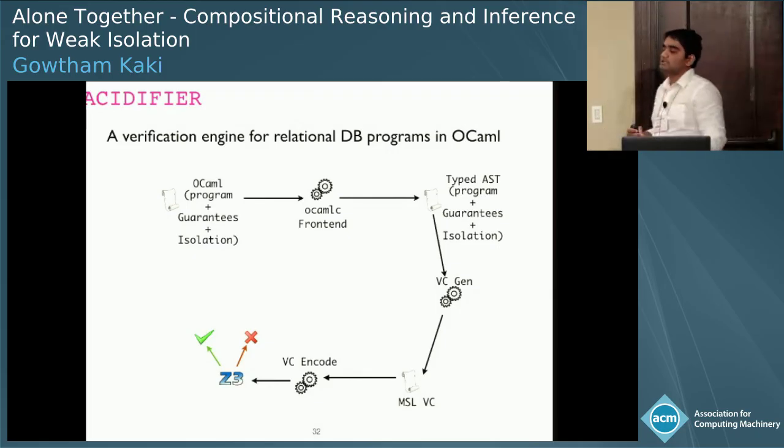So Ascertifier takes a database program written in OCaml, tagged with the guarantees for each transaction and the isolation specification for each transaction. It uses the OCaml frontend to get the abstract representation of the program, and then traverses the program to generate verification conditions in monadic set language. So it basically translates the program into monadic set language and generates verification conditions in this language.